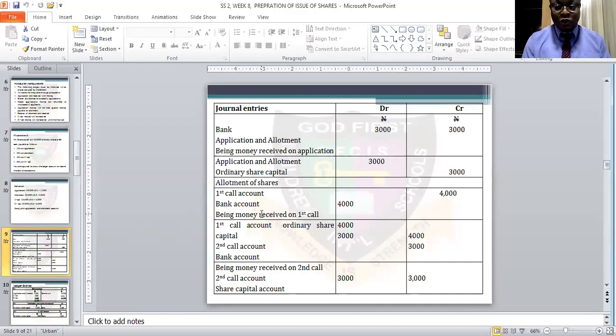Then for the first call, we got 4,000 naira. By the time we multiply 0.4 by 10,000, we get 4,000 naira. That's the first call.